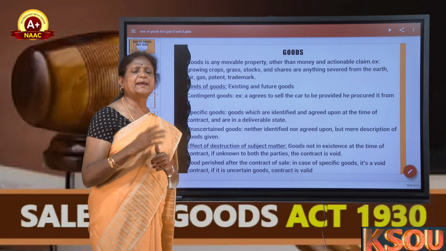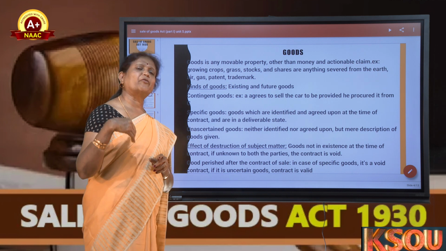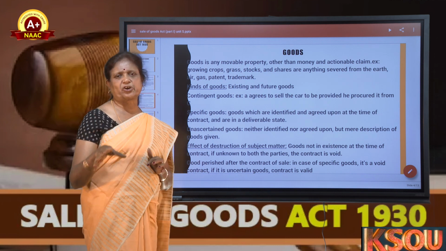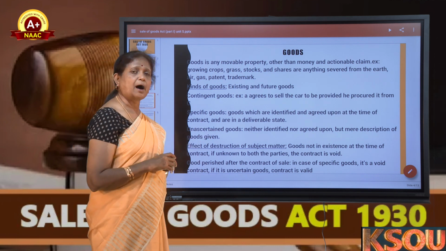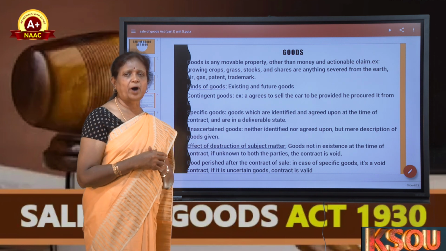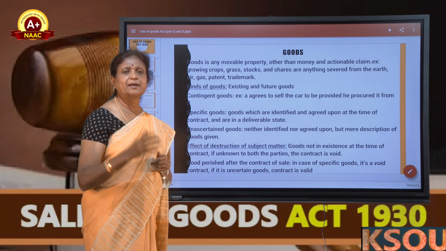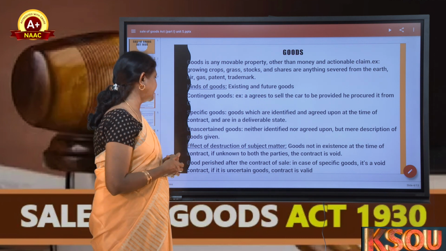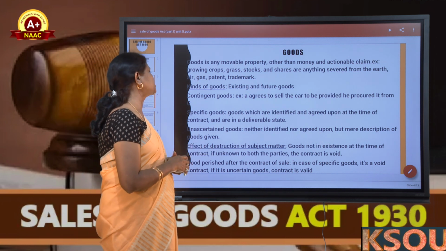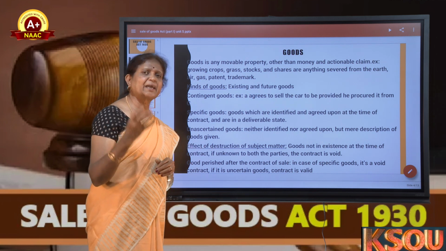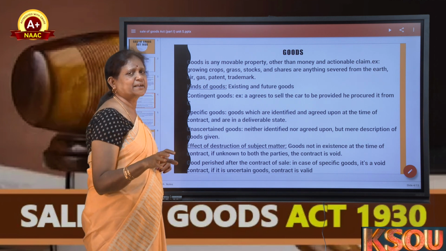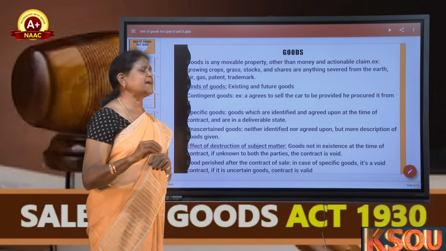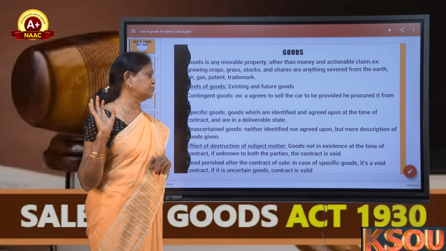Suppose while making an agreement of contract of sale or after making of a contract of sale, if the subject matter, the property in goods, is destroyed without the knowledge of the buyer or the seller, then such contract becomes void because, with no fault on either party, the subject matter is destroyed, so the parties cannot enter into a contract. Or else goods perished after a contract of sale. So after making of the contract, if goods have been destroyed or perished, in such cases, if it is a sale of specific goods, the contract is void.